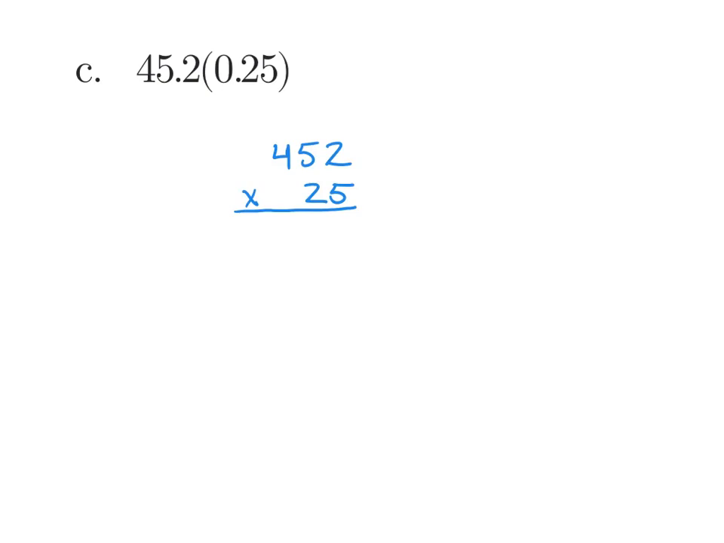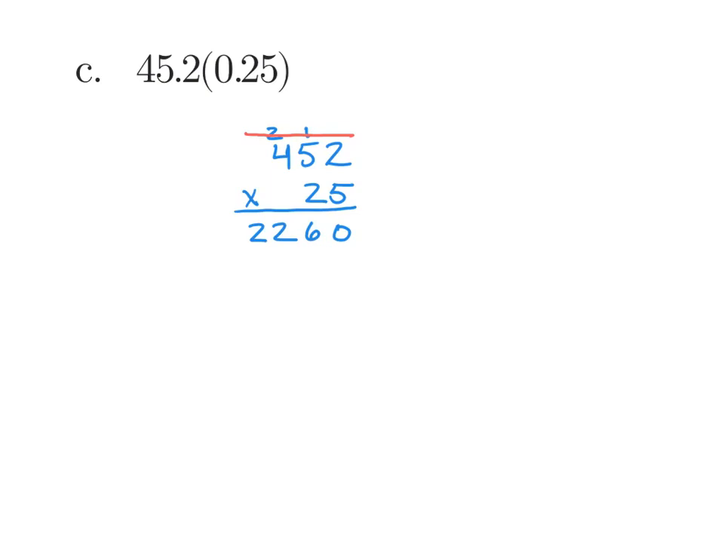We get 5 times 2 is 10. We carry the 1. 5 times 5 is 25 plus 1 is 26. 5 times 4 is 20 plus 2 is 22. All right, we're done with our carrying digits there.